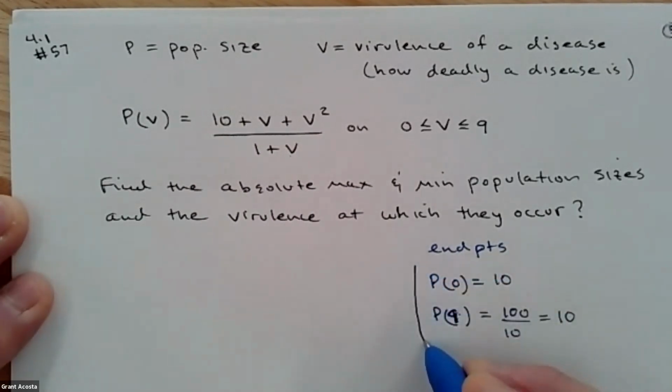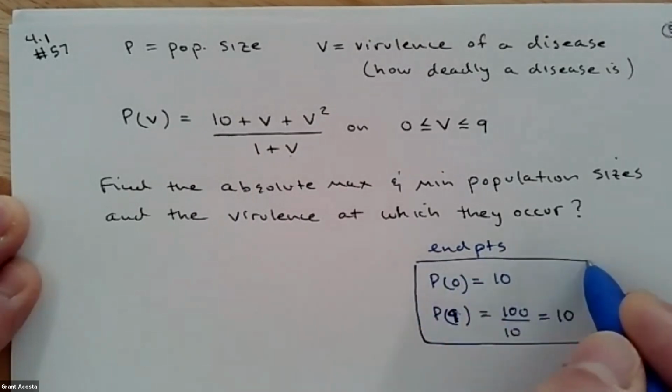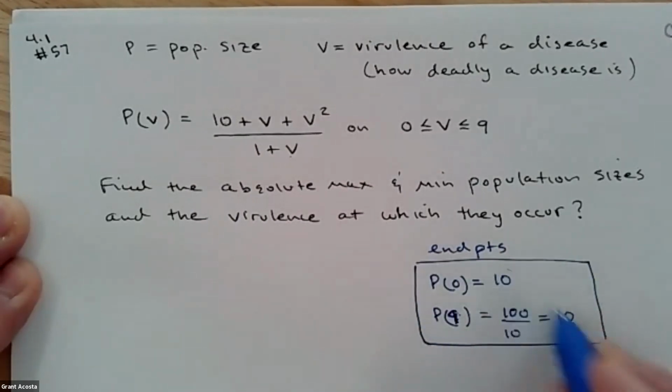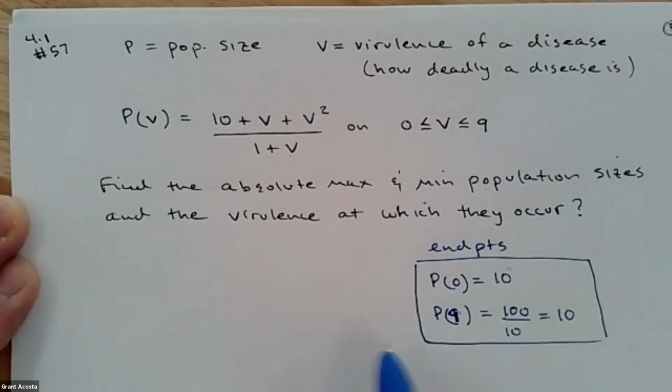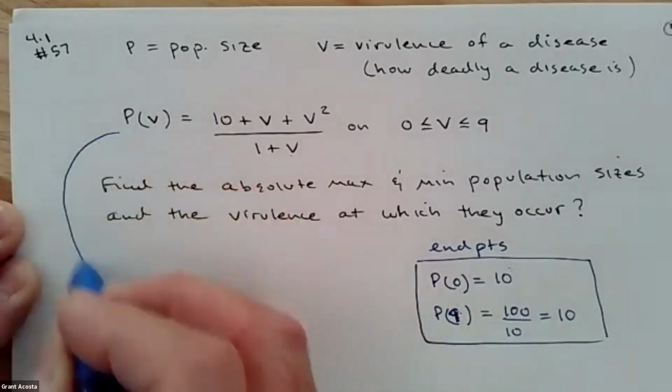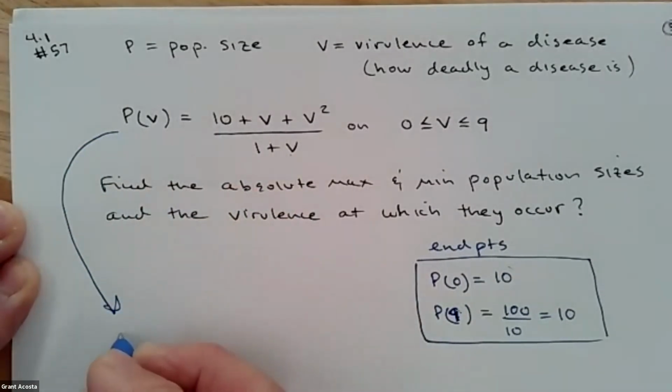And that's one thing I liked about this problem too, is it's okay to have ties. If this ends up being the max, we can say it's a tie. You have a max of 10 at both of these V values. That's totally fine. But we also need to now check the derivative for any critical numbers. So let's take our P prime.